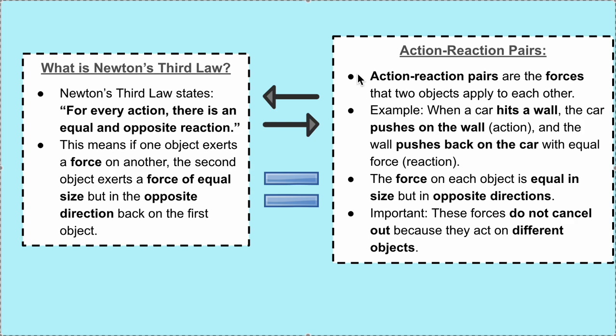Let's say a car crashes into a wall. The action: the car pushes on the wall. The reaction: the wall pushes back on the car with equal force, but in the opposite direction. Even though the wall doesn't move much, the force is still there. The force on each object is equal in size, but in opposite directions.